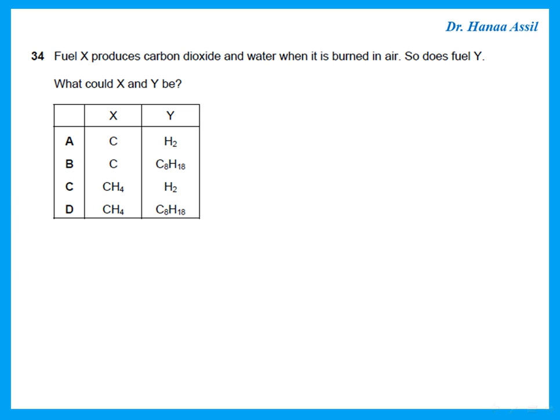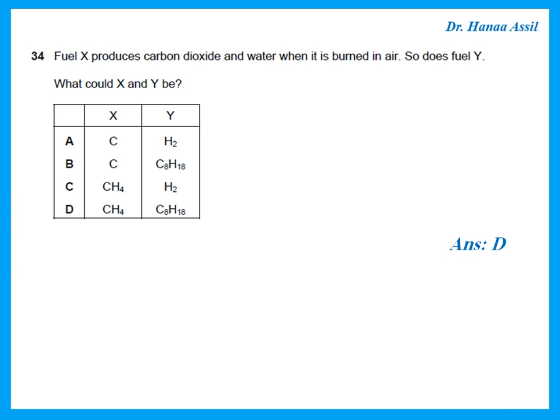Fuel X produces carbon dioxide and water when it is burned. So does fuel Y. So he wants 2 things. When I burn them, they produce both carbon dioxide and water. So what could X and Y be? Remember, to produce carbon dioxide and water, I have to start with alkanes. So it has to be D.